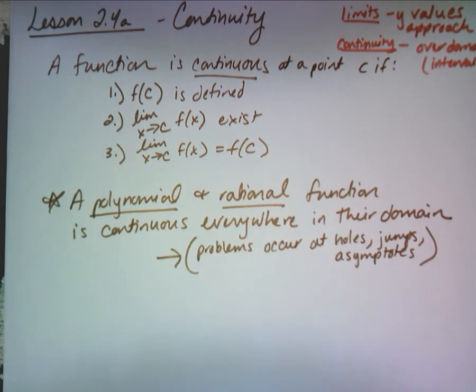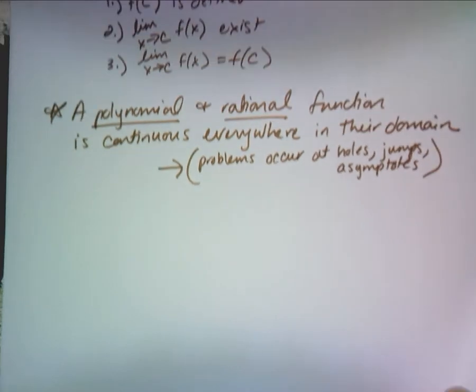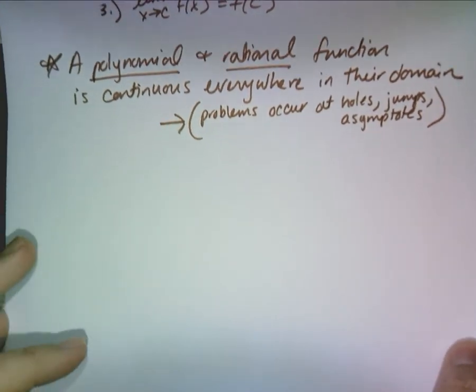That's what you're going to look for in the homework tonight. Figure out where the problems are at. Where's the hole at? Where's the asymptote at? Where's the jump at? That's where the problem will be, and then you just state the continuity of it. Okay? So now we're going to do some examples, and I'm going to write them all out.